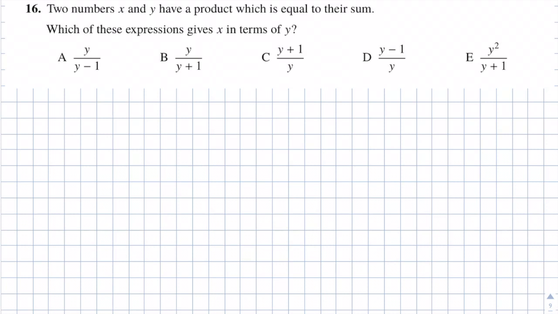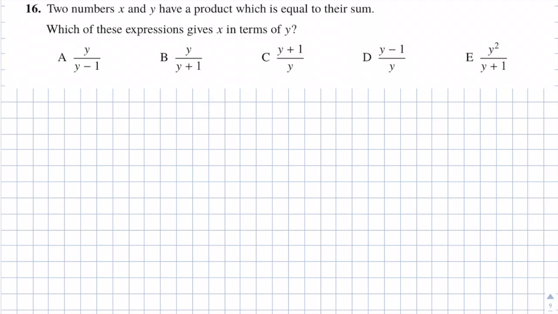Question 16. Two numbers x and y have a product which is equal to their sum. Which of these expressions gives x in terms of y? We've got answers: A is y over y minus 1, B is y over y plus 1, C is y plus 1 over y, D is y minus 1 over y, E is y squared over y plus 1.